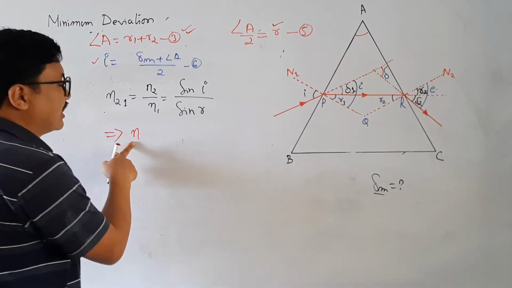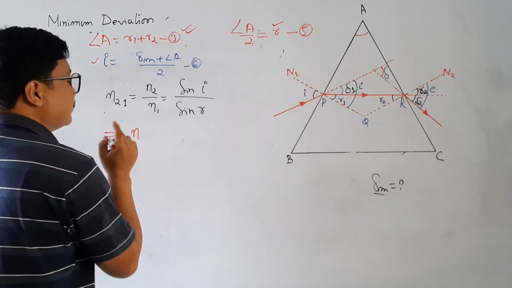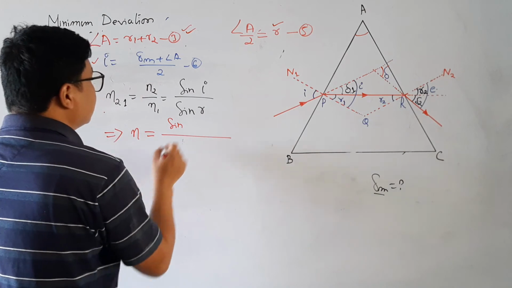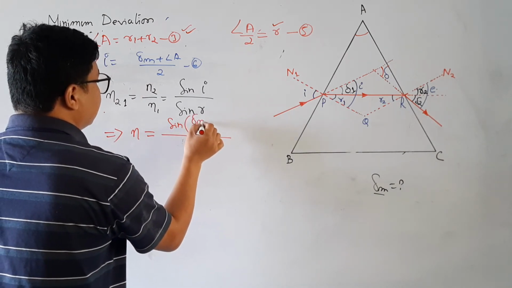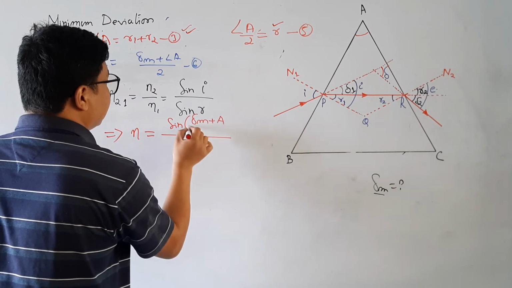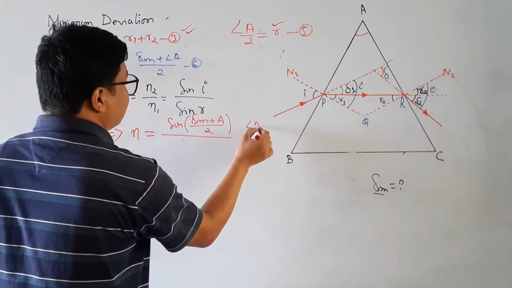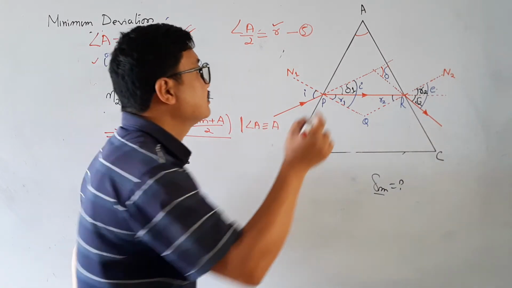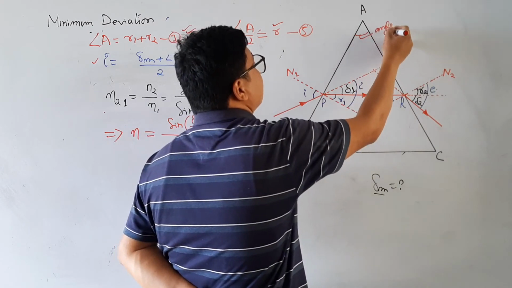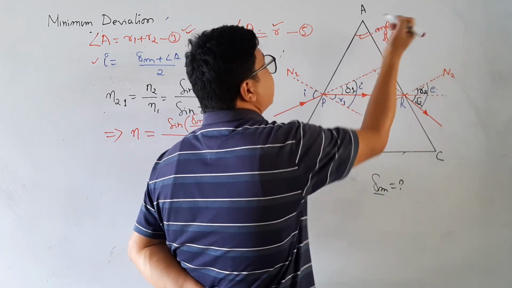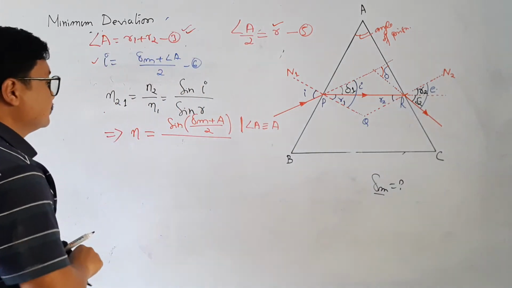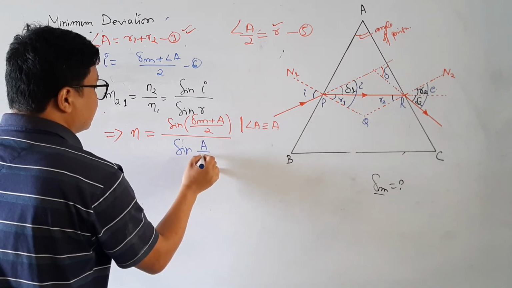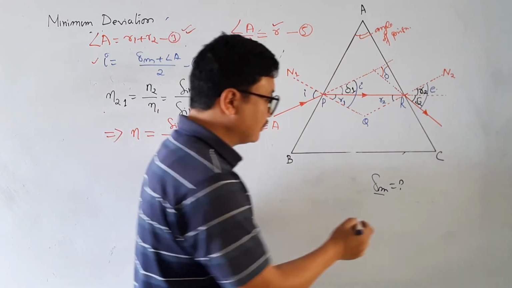I will just write N. N to 1, everyone knows. Let me write N is equal to sine of, whole divided by sine of. What is I? I is delta M plus A by 2. Here this angle A is the same A, which is called the angle of prism. So this is A. Now in the denominator, this will be A by 2. But still we are not getting delta M.